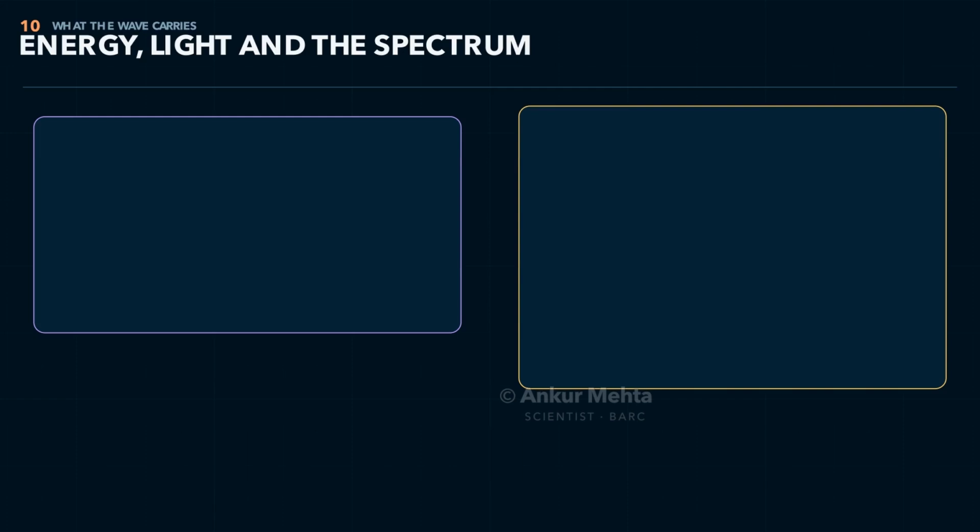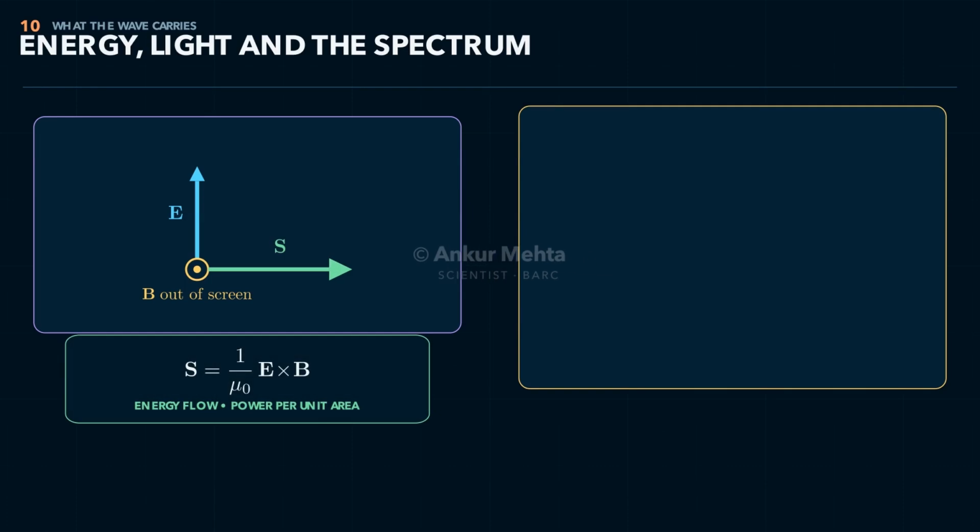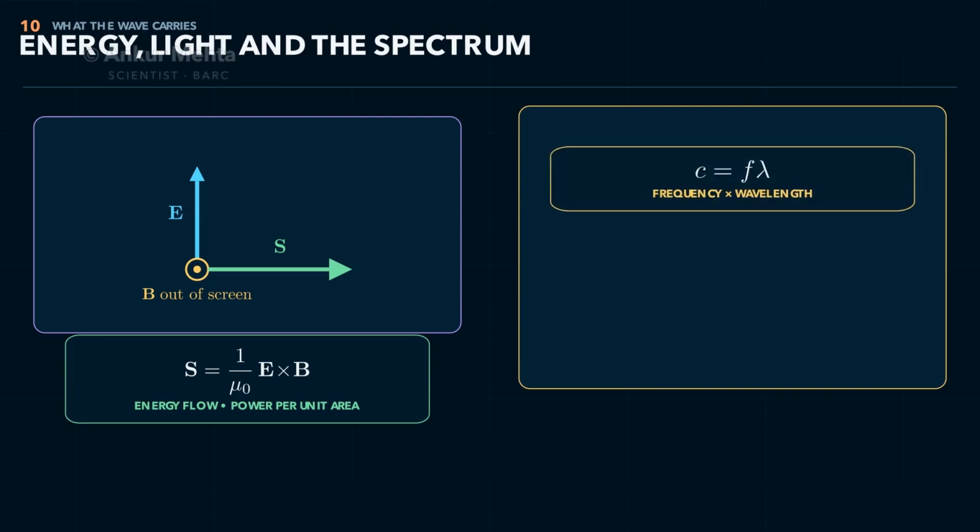The wave carries energy and momentum. Their local flow is described by the Poynting vector S equals 1 over mu naught times E cross B. Its direction matches the direction of propagation, while its magnitude gives power per unit area. Increase the field amplitudes, and the transported energy rises strongly. The wave speed satisfies c equals frequency times wavelength. Changing frequency does not change the basic mechanism, it changes the scale.